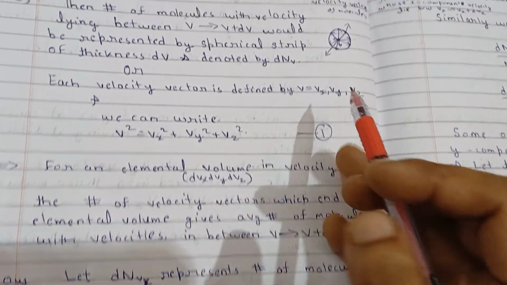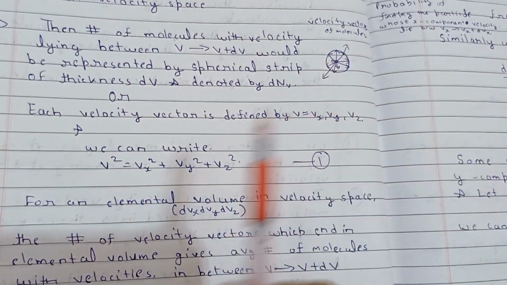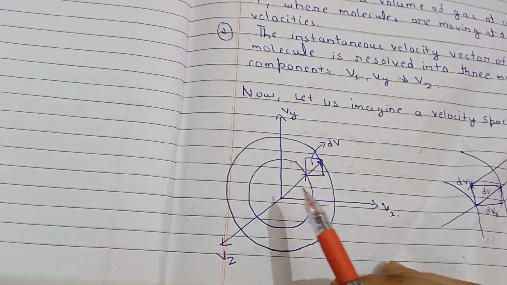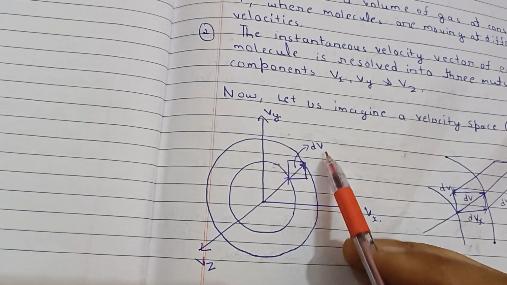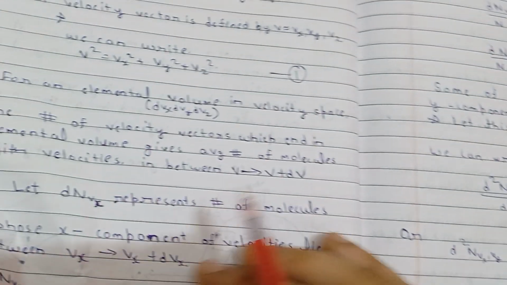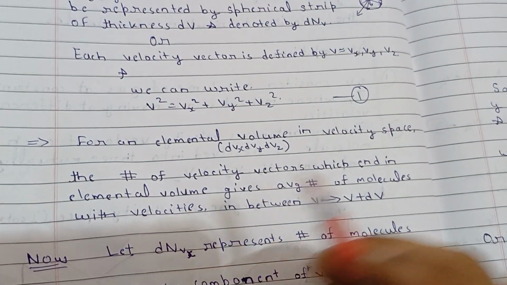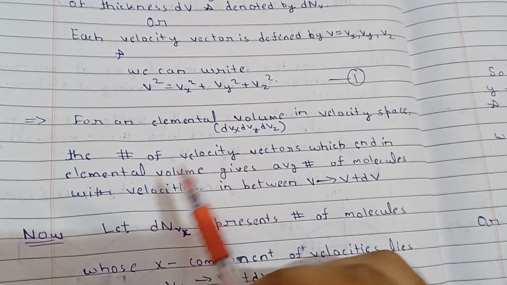Now let's calculate this dN_v. So how can we calculate the total number of particles? The main motive here is to calculate the number of particles between this v and v plus dv region. So let's see how we can do that. That will give us the formula for the velocity distribution.